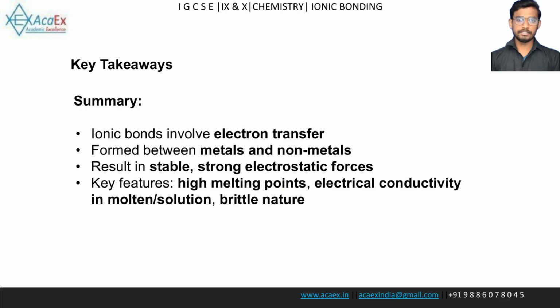Key takeaways. Here is a summary of ionic bonding. Ionic bonds involve the transfer of electrons. They are formed between metals and nonmetals. The process results in stable ions held together by strong electrostatic forces. Key features of ionic compounds include high melting points, electrical conductivity when molten or in solution, and a brittle nature.